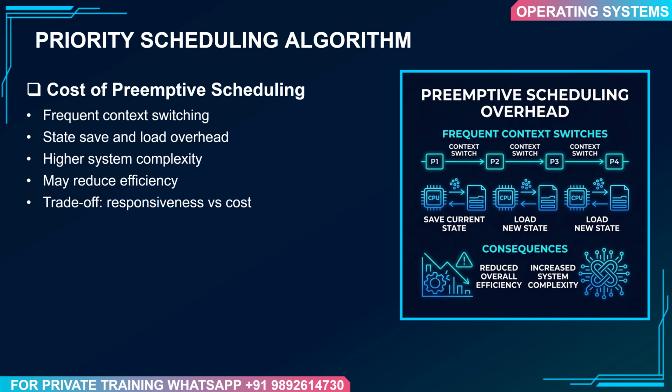However, this flexibility comes with a cost. Preemptive scheduling involves more context switches, which means more overhead. The system has to save the state of the current process and load the state of another process frequently. If this happens too often, it can reduce overall efficiency. So while preemptive scheduling improves responsiveness, it also increases system complexity.